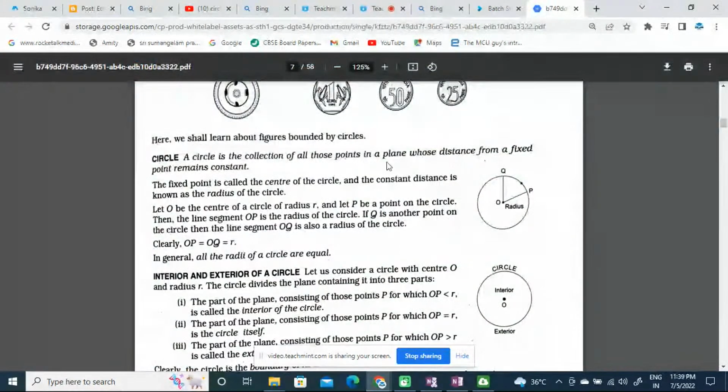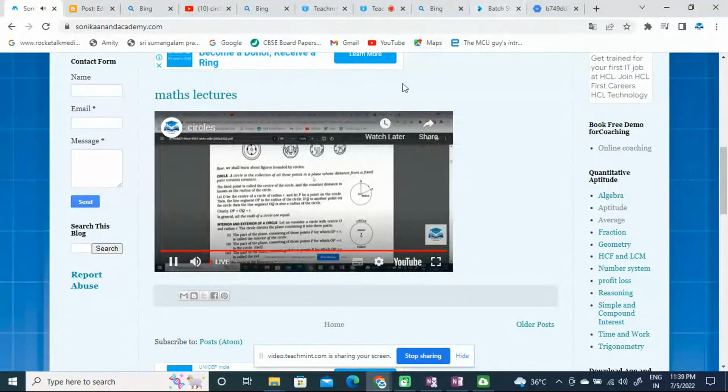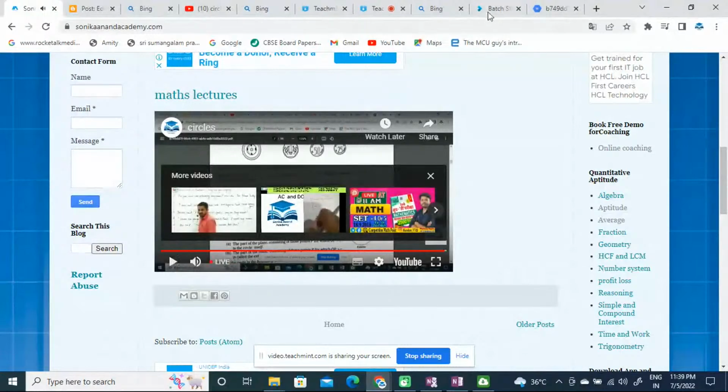Now, read out the definition of the circle. Circle. A circle is a collection of all those points in a plane whose distance from a fixed point remains constant. That means the round figures. It is a collection of all those points in a plane whose distance from a fixed point remain same.